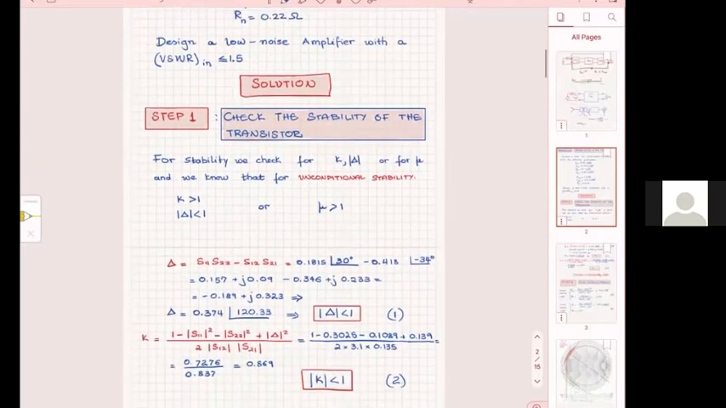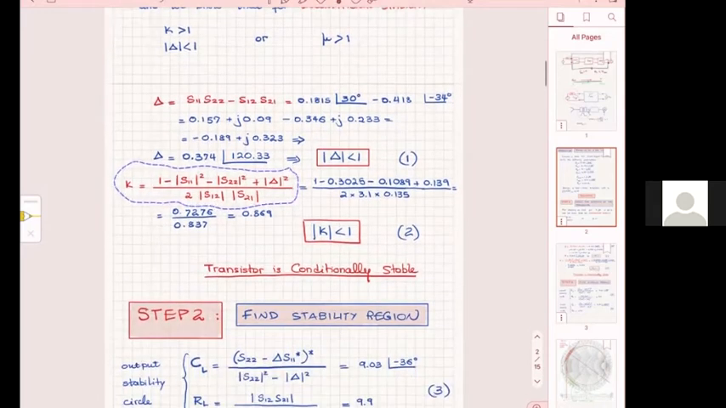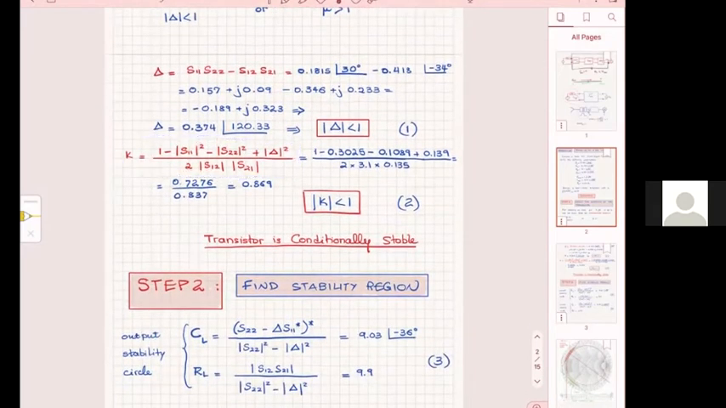And here we have 2 parameters, K and delta, or you can use mu only. I decided to go for K and delta because eventually we're going to use the values of K and delta. So I took the expression for delta, and I found that the magnitude of delta is less than 1. Then I took K, and we found that the magnitude of K is less than 1. That is a problem, because when the magnitude of K becomes less than 1, then we understand that the transistor is conditionally stable.